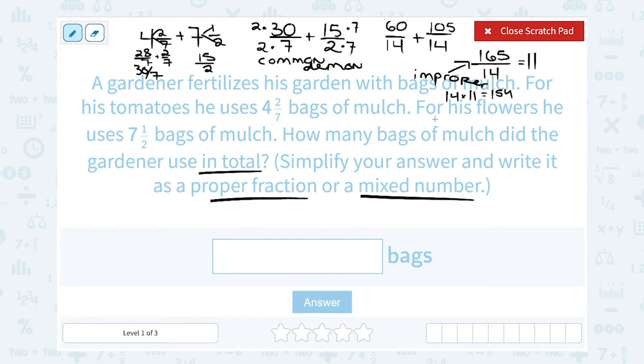So to see how many are left for the proper fraction part of my mixed number, I want to subtract and say, okay, 165 minus 154, what does that leave me with? And that leaves me with 11. Okay, so that means I have another 11 out of the 14. So as a mixed number, my answer is 11 and 11/14.